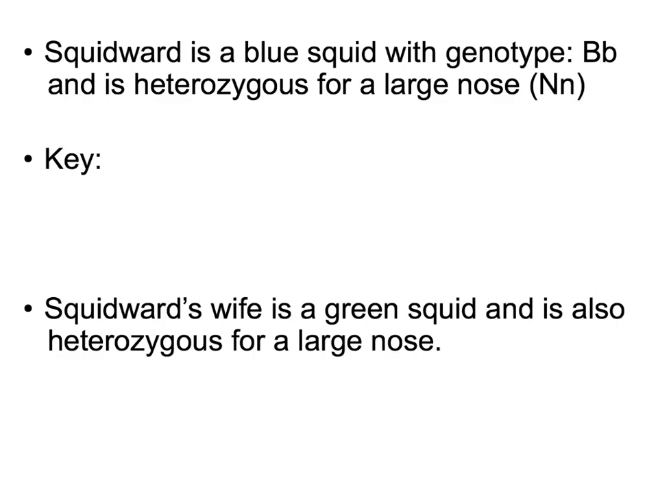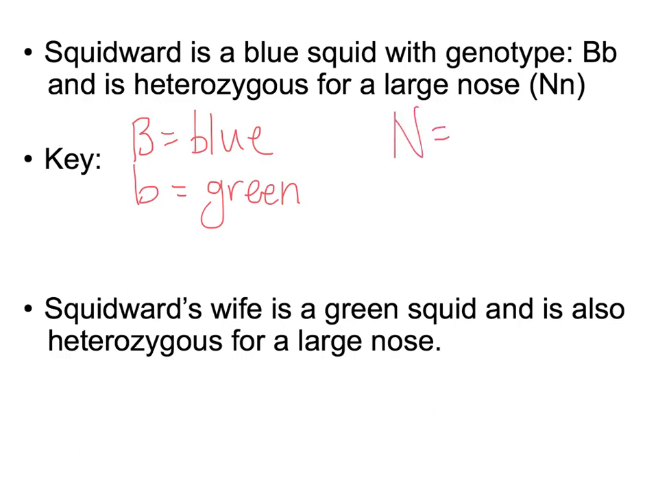Squidward is a blue squid, and he has a genotype of heterozygous, 1 big B, 1 little b, and he's also heterozygous for a large nose. So our key here is big B is going to be blue, and little b is going to be green. And for large nose, we're going to use N's: big N equals large nose, and little n is small nose.